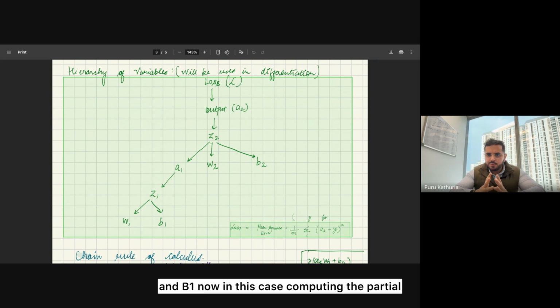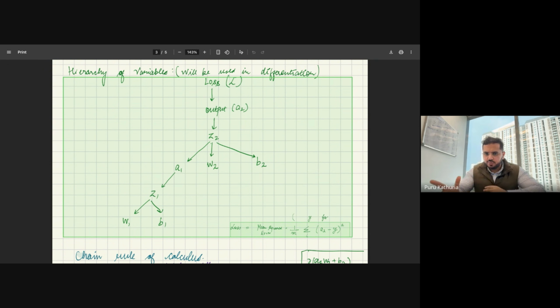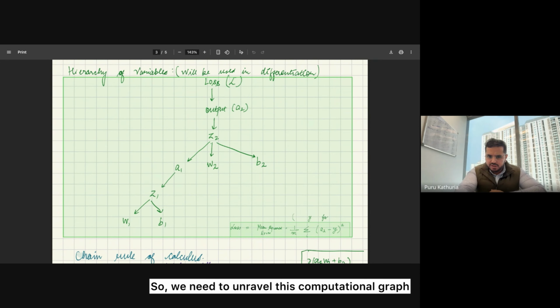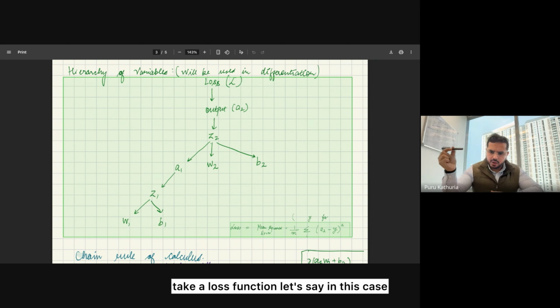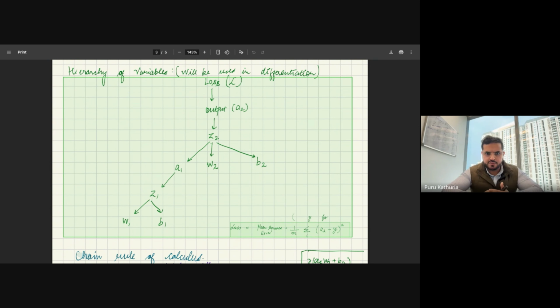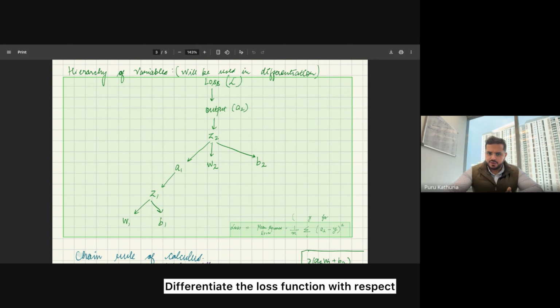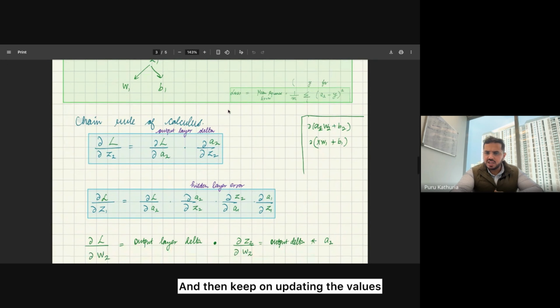Now, in this case, computing the partial derivative is not super trivial, right? So what we need to do is apply the chain rule, right? We need to unravel this computational graph and apply chain rules so that we can solve for nested parameters, and the same algorithm that we talked about, which is gradient descent. What did gradient descent say? Take a loss function, let's say in this case, cross entropy loss, differentiate it with respect to all the parameter values theta, right? Or for example, here in this case, the parameters are W1, B1, W2, B2. Differentiate the loss function with respect to all of these parameters, and that's it. So you are done, and then you keep on updating the values.